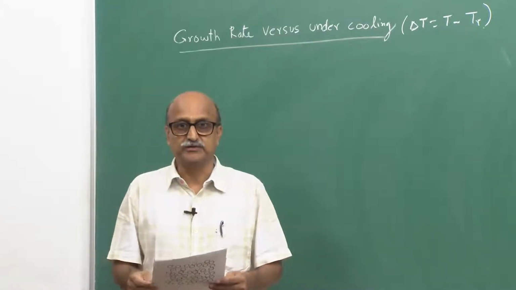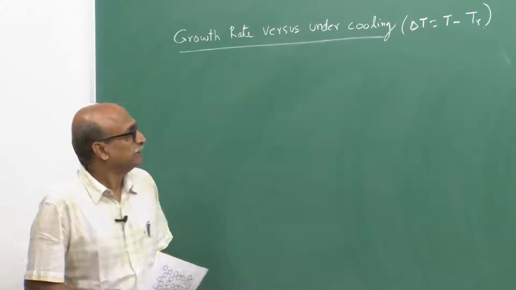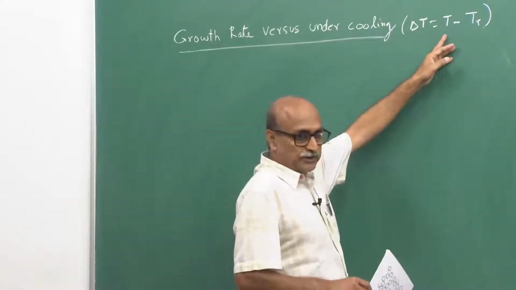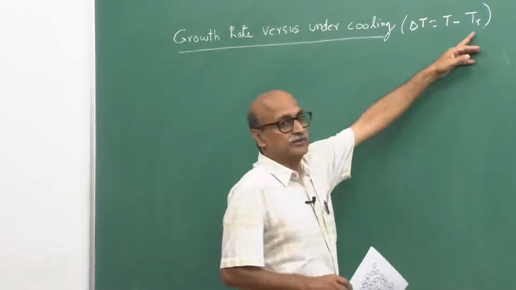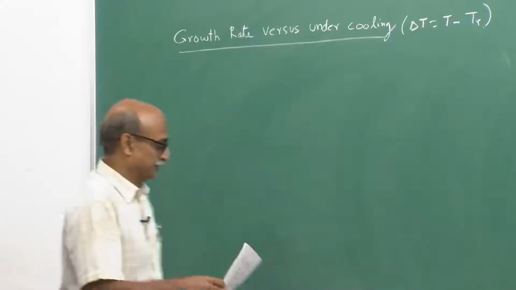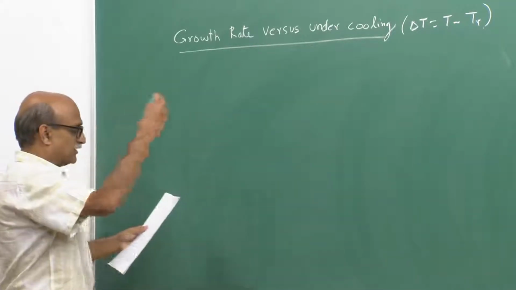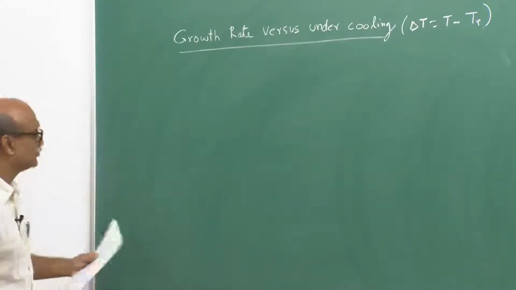In this lecture, we will look at growth rate as a function of undercooling, delta T, which is the temperature at which the transformation is taking place minus the transformation temperature Tr. So, we will consider the two cases of interface controlled growth and diffusion controlled growth separately.